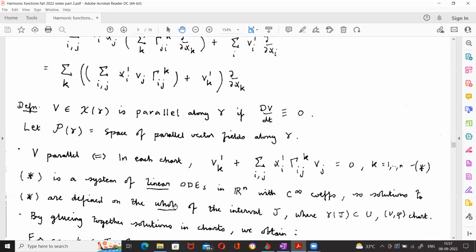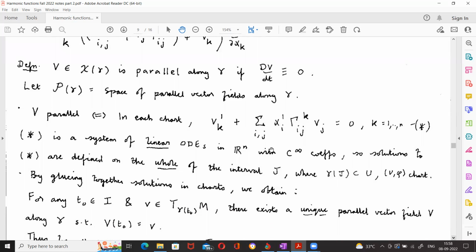Sorry. Okay. All right. Because this is a system of linear ODEs in the V k, the solutions are defined on the whole of the interval J. Therefore, given any initial condition, an initial vector at a point on the curve, you will get a unique parallel vector field on the interval J, right?